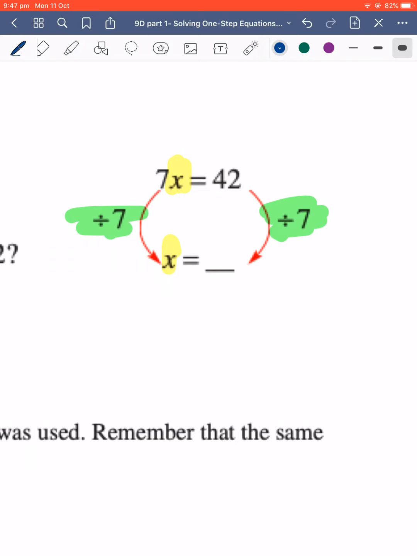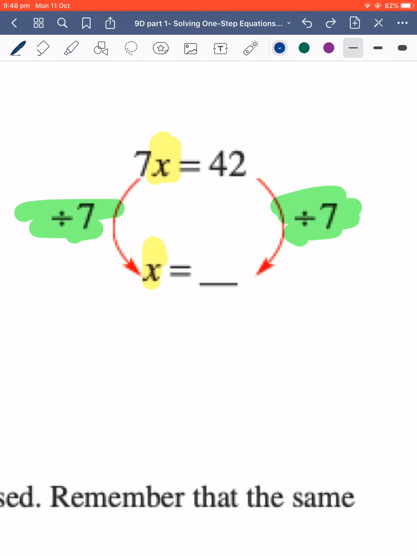You can even add 2 lines for this if it makes your life a bit easier. So I could even write, let's make that a little bit easier to see, I could even write 42 divided by 7. And then I could write a final line of x, because I can chuck that into the calculator, and 42 divided by 7 gives us 6.